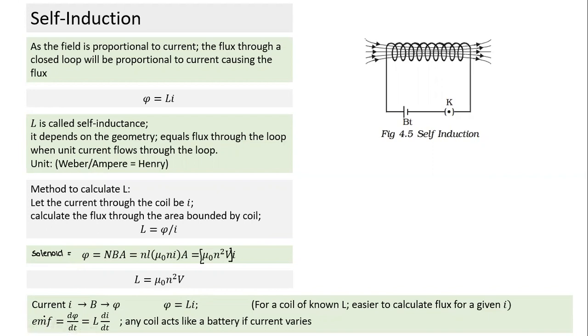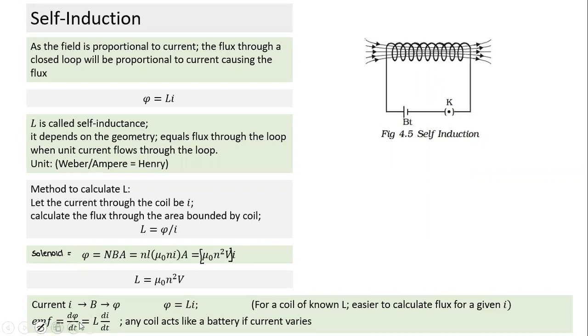Still Faraday's law is valid. So EMF is equal to d phi by dt. And I'm just writing the magnitude. We'll find the direction using Lenz's law. So we put these values here. L is a constant. It becomes L into di by dt. And if average EMF you have to calculate, it becomes L times delta I by delta t.